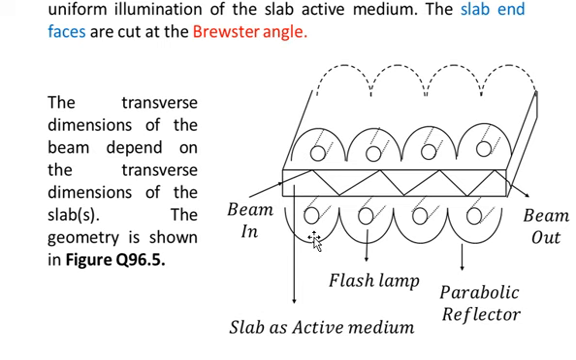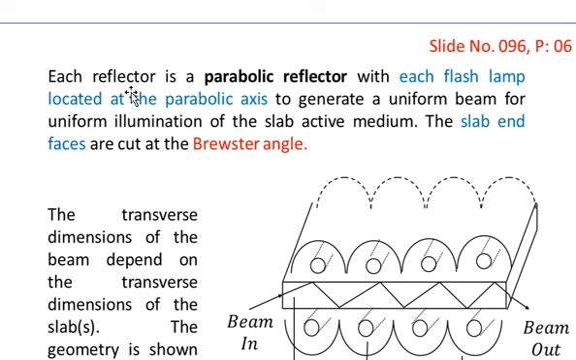At the foci of these parabolic reflectors we have the flash lamps, so that the light can be incident on the slab uniformly from the top and also from the bottom. And you see that this is the slab, and the slab is acting as the active medium. Each reflector is a parabolic reflector, with each flash lamp located at the parabolic axis to generate a uniform beam for uniform illumination of the slab active medium. The slab end faces are cut at the Brewster angle.